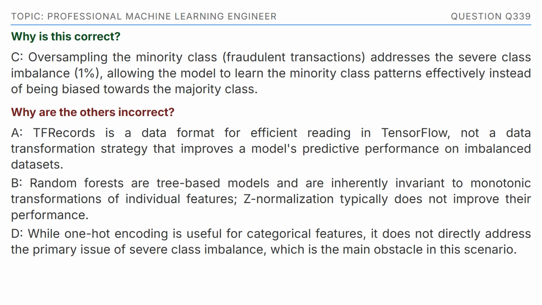Why are the others incorrect? A. TF records is a data format for efficient reading in TensorFlow, not a data transformation strategy that improves a model's predictive performance on imbalanced datasets. B. Random forests are tree-based models and are inherently invariant to monotonic transformations of individual features. Z-normalization typically does not improve their performance. D. While one-hot encoding is useful for categorical features, it does not directly address the primary issue of severe class imbalance, which is the main obstacle in this scenario.